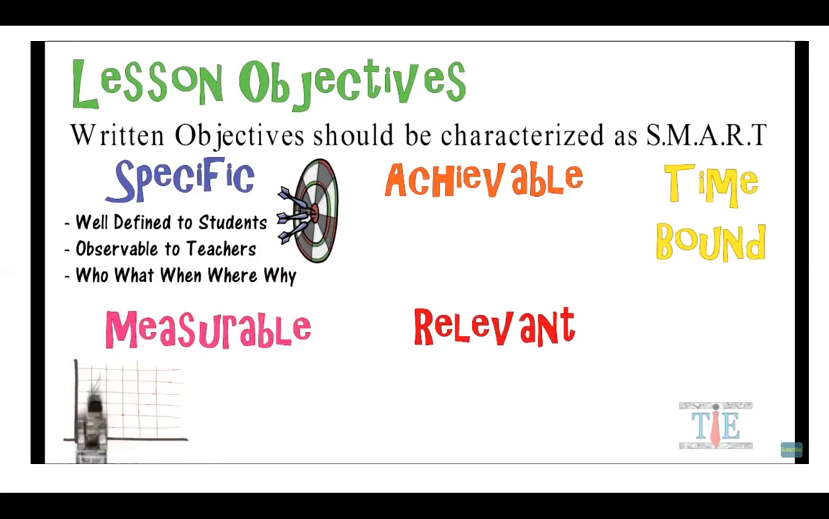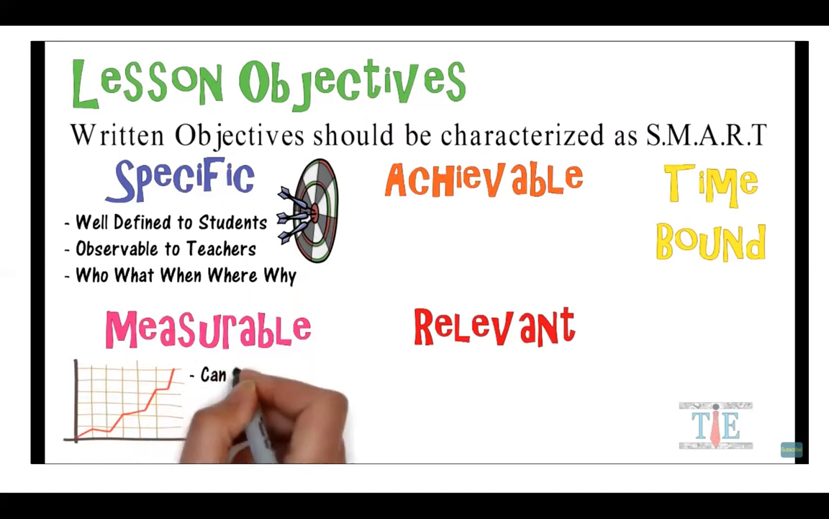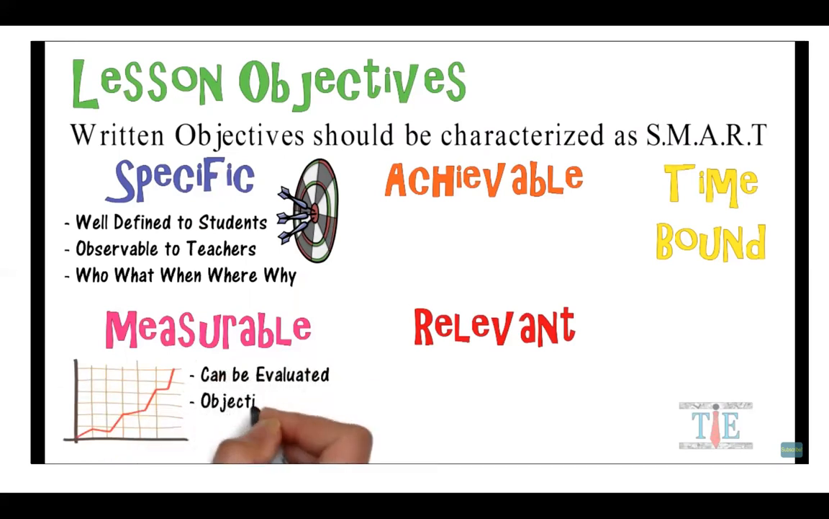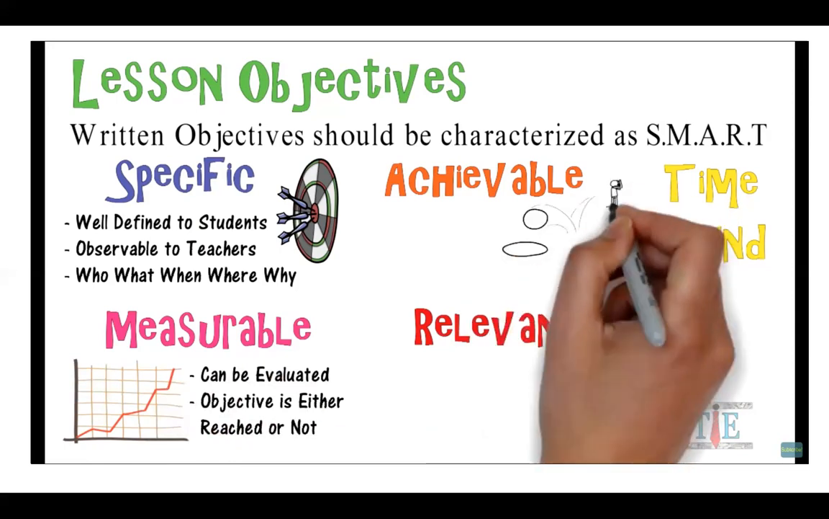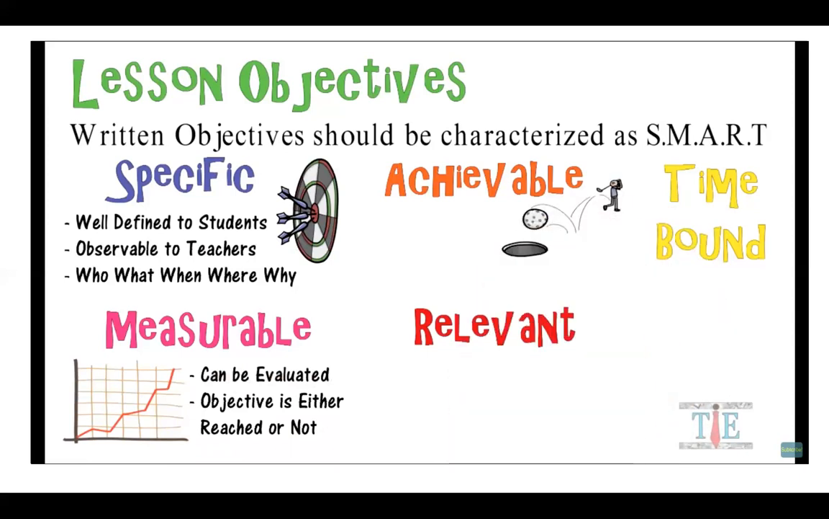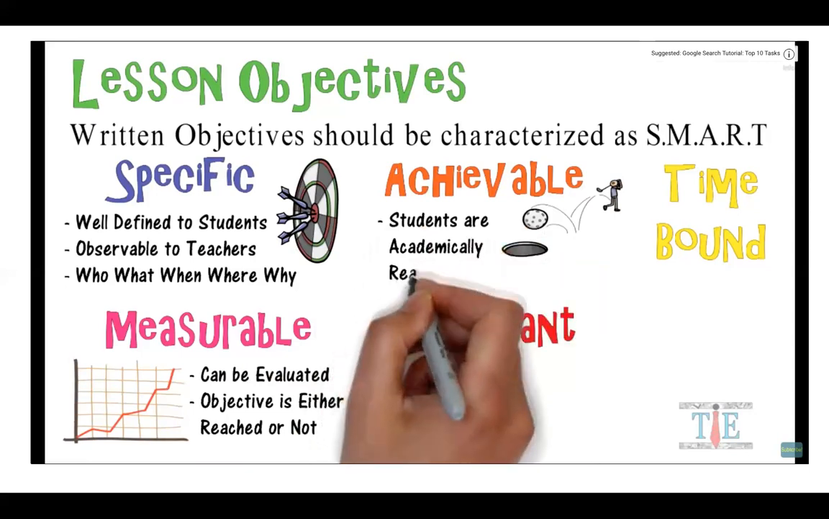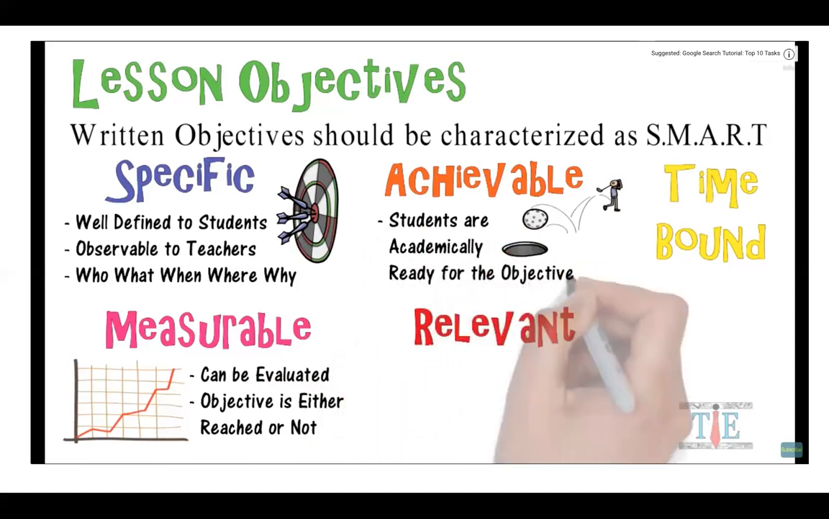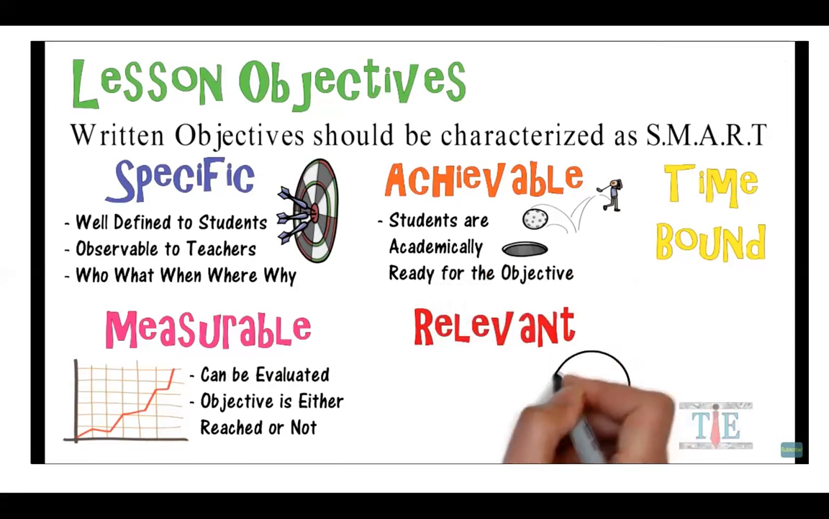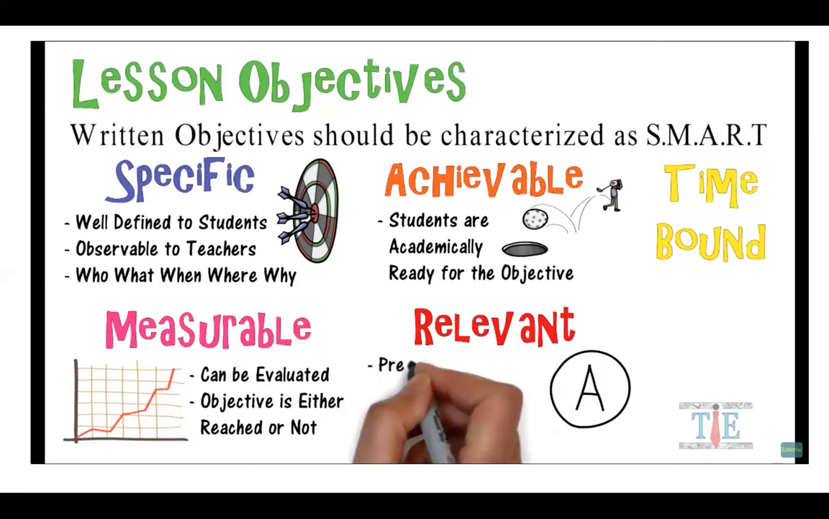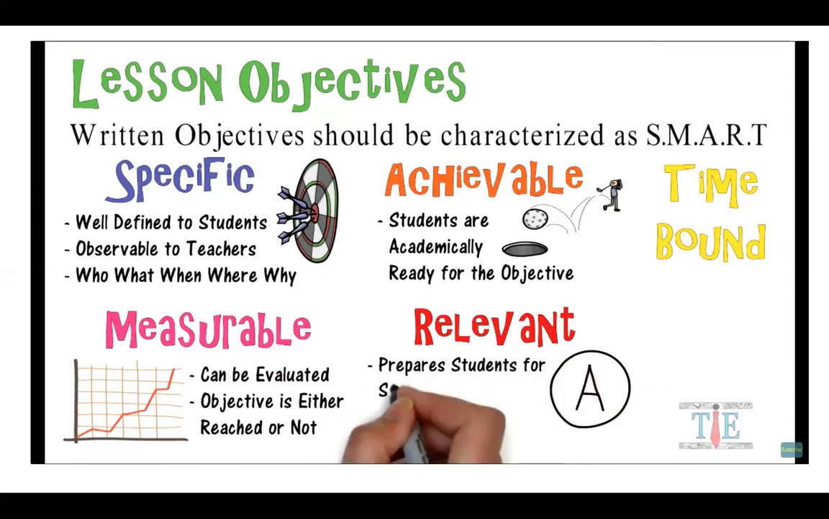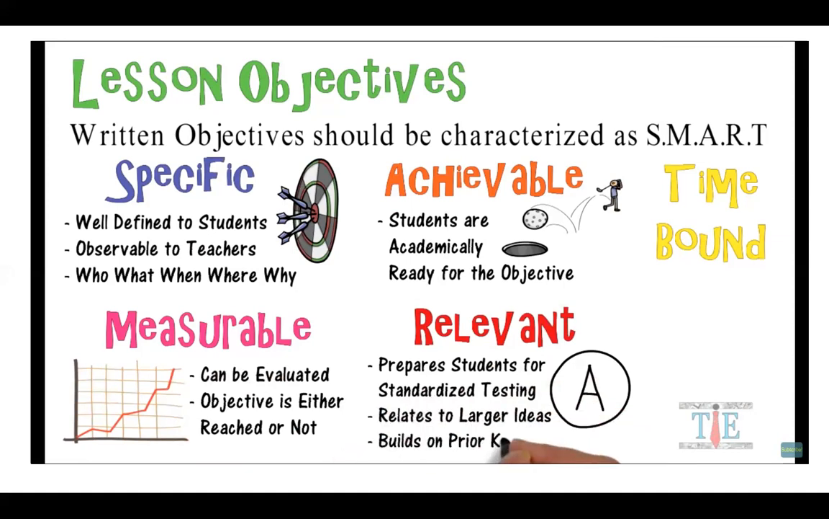On to measurable. Objectives must be measurable so that teachers know if students are actually learning the objectives. So make sure your objectives can be evaluated. Third, achievable. What you don't want to do is set your students up for failure. Be sure that your students are academically ready to complete the objective. Remember, you want to set your students up for success. Next up, relevant. The lesson objective must be relevant to students' academic success and relevant to previous and future lessons. Objectives must prepare students for standardized testing, relate to larger ideas, and build on prior knowledge.